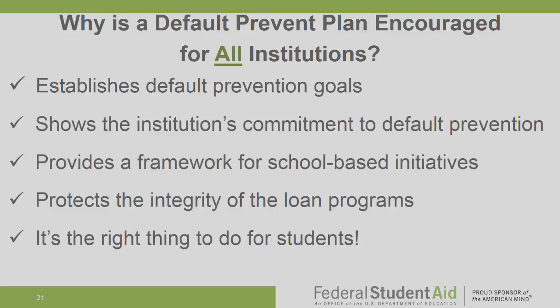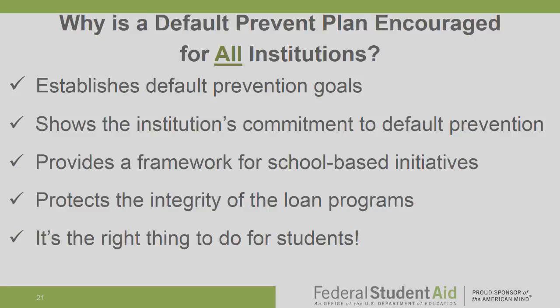So you'll see in the next series of slides, we talk about when a school must complete a plan. But it's important, and we do encourage all schools to have some kind of roadmap, some kind of default prevention plan in place as part of normal course of business. So why is it important?